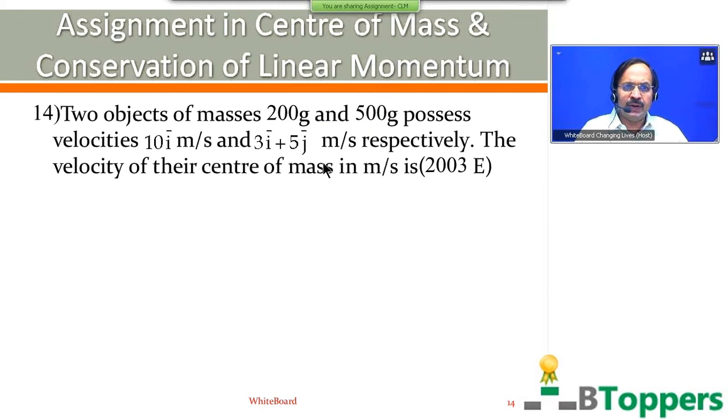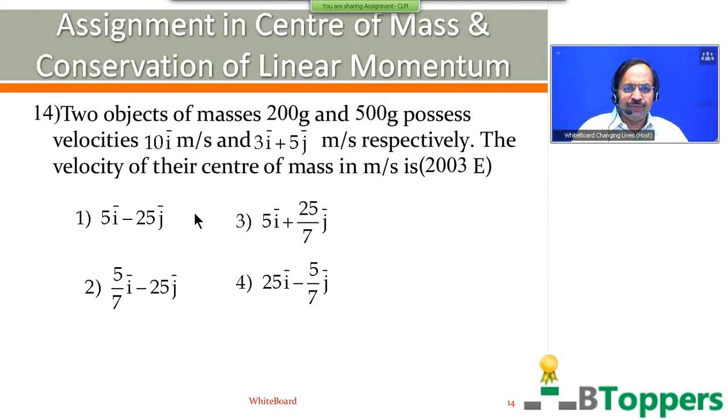Two objects of masses 200 gram and 500 gram possess velocities 10 i-bar meter per second and 3 i-bar + 5 j-bar meter per second respectively. The velocity of the center of mass in meter per second is. You are shown 4 options on the screen. Come on, try the question. This question was originally given in 2003 MSET in the engineering entrance.